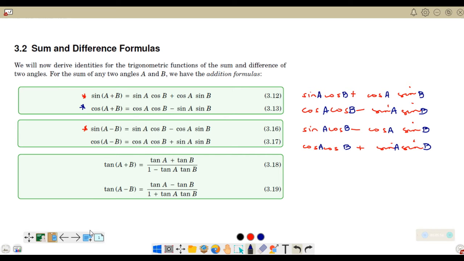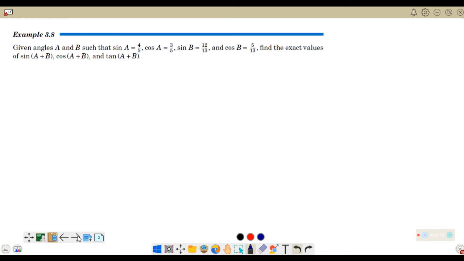Okay. Now, let's move forward with some examples. I will show you 2 examples on how we are going to make use of this sum and difference formula.